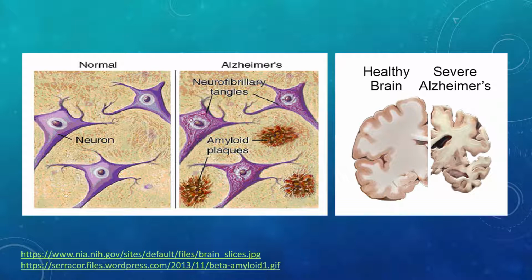Plaques form when the protein in the cell is processed differently. The fragments come together and become toxic, which interferes with the functions of the neurons.